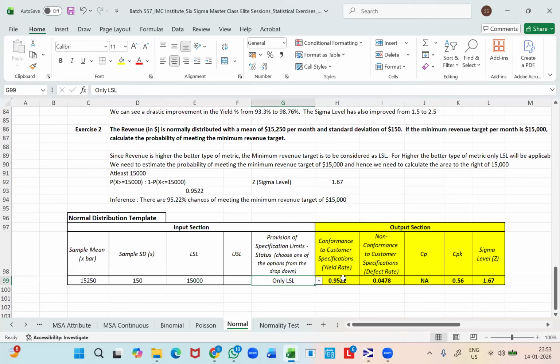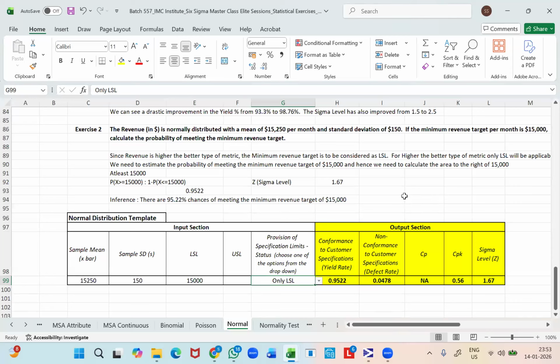That's it. So you will see the conformance to customer specifications, which is the yield rate, and it is 0.9522. So 95.22% is the probability of meeting the minimum revenue target of $15,000. And the sigma level is 1.67. That is exactly what we also got. Right? So you can get a similar kind of problem in the final assessment.